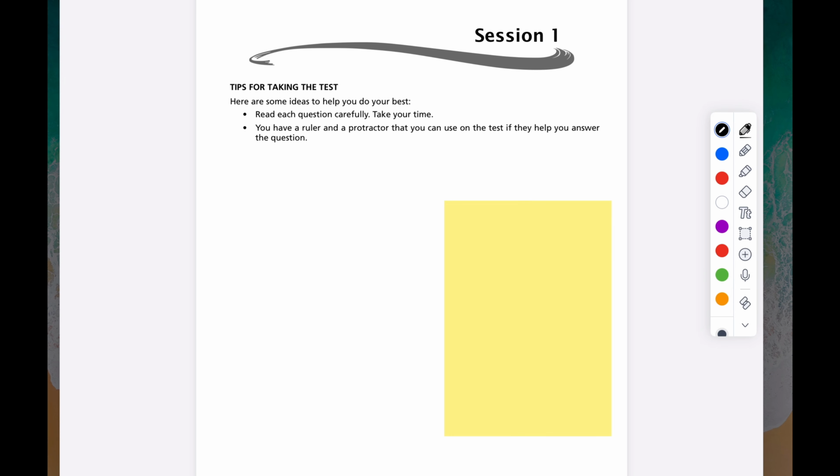Okay, tips for taking the test. Of course, they tell you to try to do your best, read every question carefully, take your time, use the ruler and protractor. But guess what? This test is on a computer, especially if you're taking it in English. If you are taking it in another language, you'll get it on paper. But if you're taking it in English, you will be on computer, which means a few things. So I'm going to give you some additional tips.